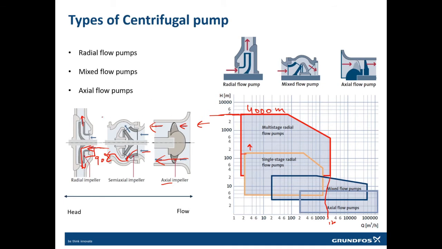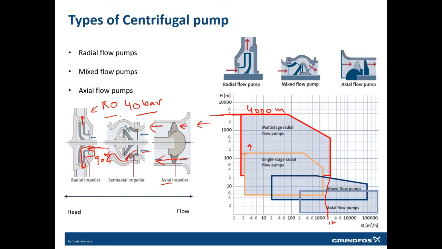One example: this kind of pump is used in RO plants, because in RO plants the usual pressure we need is 40 bar. So can we get 40 bar with axial flow pumps? We are actually not getting even 10 bars with axial flow pumps. Axial flow pumps are not for pressure. Axial flow pumps are for flow.